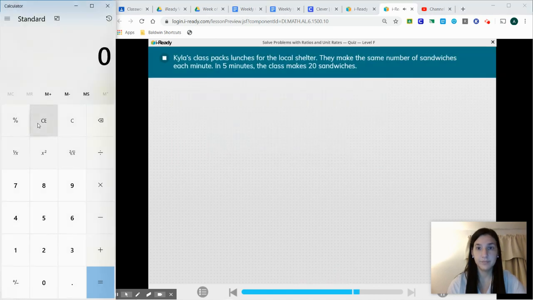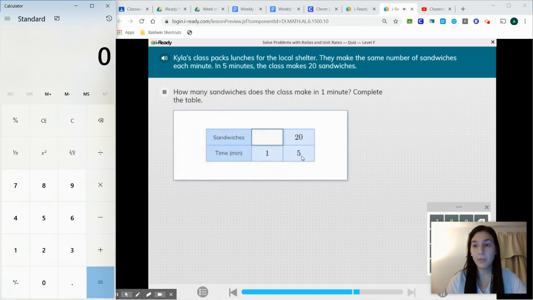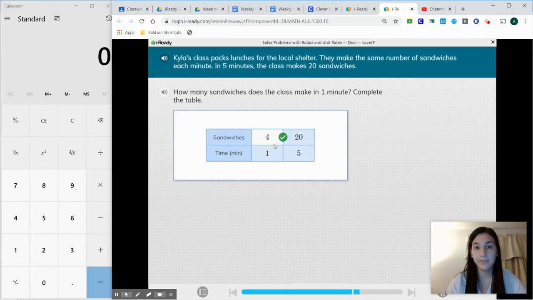Kyla's class packs lunches for the local shelter. They make the same number of sandwiches each minute. In 5 minutes, the class makes 20 sandwiches. So in our chart, we want to find the unit rate. How many sandwiches does our class make in 1 minute? 20 divided by 5 will give us 4.